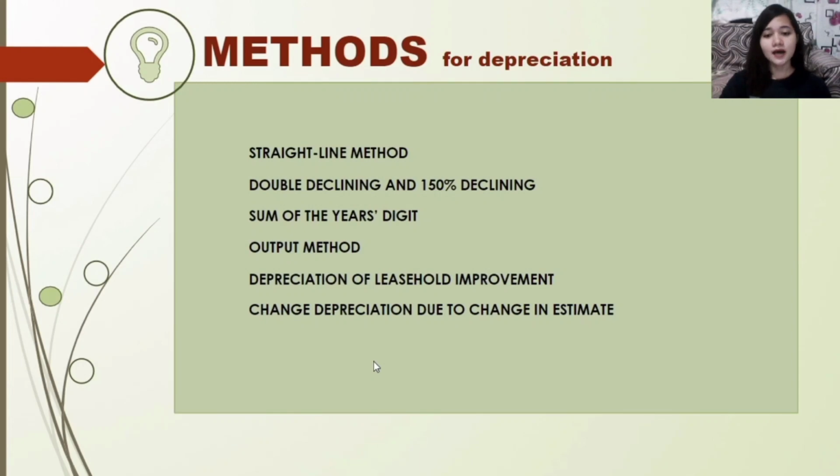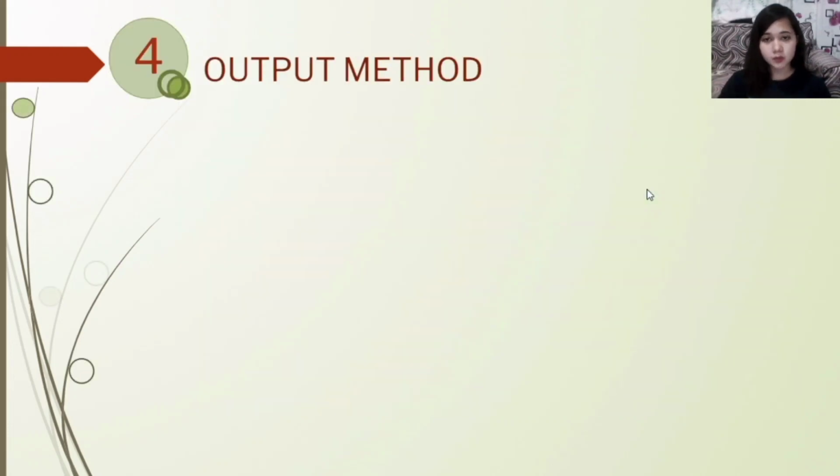Good day everyone. I'm Carla, and from the previous video you already watched, we already know how to compute depreciation using different methods: straight line, double declining, 150% declining, and sum of the years digit. Now, in this video, we will use the following methods: the output method, the depreciation of leasehold improvement, and how to change the depreciation due to a change in estimate. The first one is the output method.